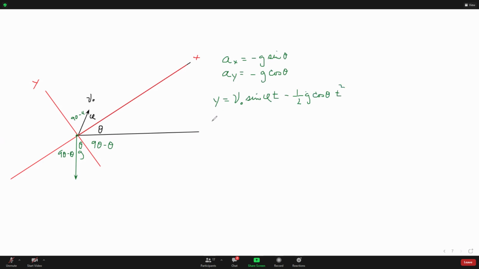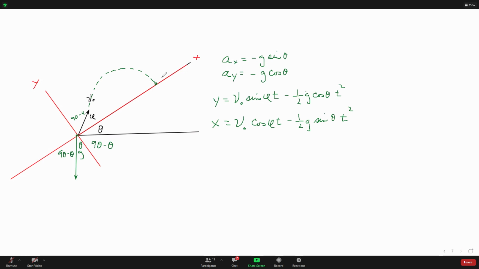And I can write down my equation for x as v0 cosine phi t minus 1/2 g sine theta t squared. All right. So I want to know what is the x value when this thing hits right there.